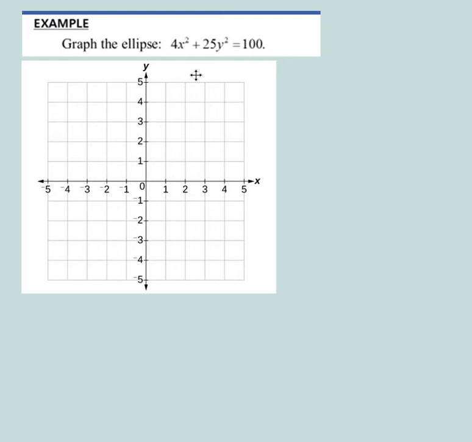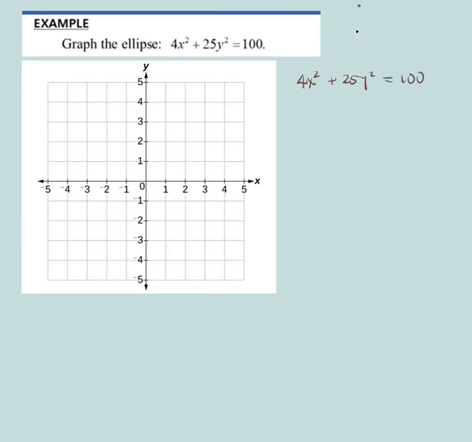Hi guys. Okay, here we have the example: 4x squared plus 25y squared is equal to 100. Of course, this one does not look like an ellipse, but actually it is an ellipse. What we have to do, when we have an equation like this one, is rewrite it here: 4x squared plus 25y squared is equal to 100.